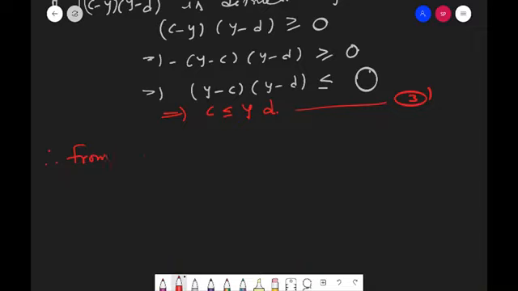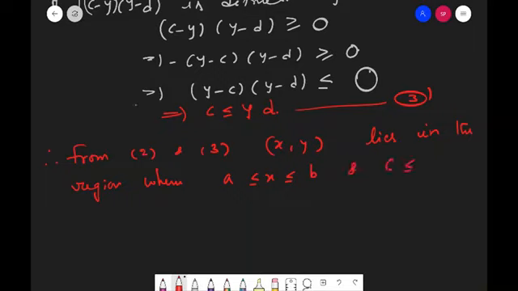Therefore, from 2 and 3, the point (x, y) lies in the region where a is less than or equal to x less than or equal to b and c is less than or equal to y less than or equal to d. What does it give us?